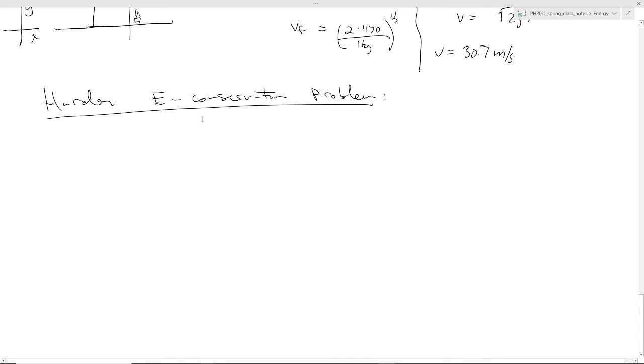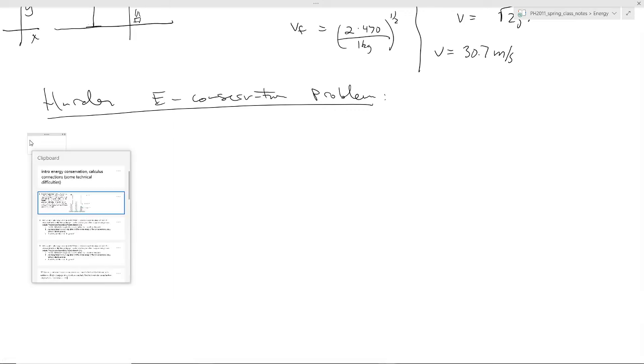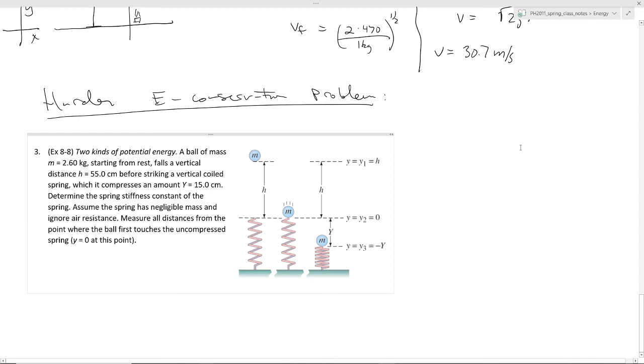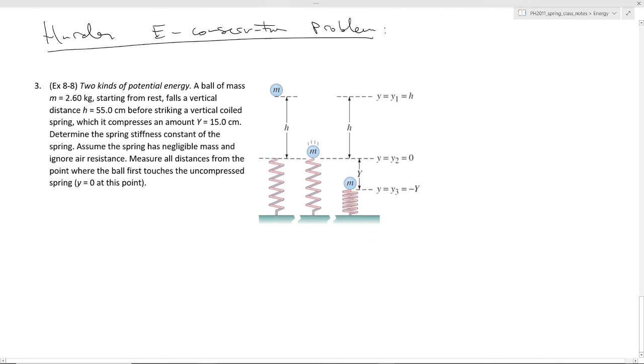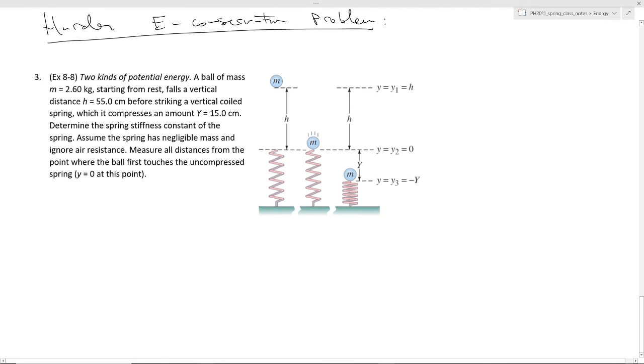Let's look at a harder problem. Yeah, we have to look at a harder one. That's about as simple as we can get. So we're going to look at one that involves springs. This will be useful for your homework, and it's also just a little more interesting. So this question involves two kinds of potential energy. So let me read you the question.